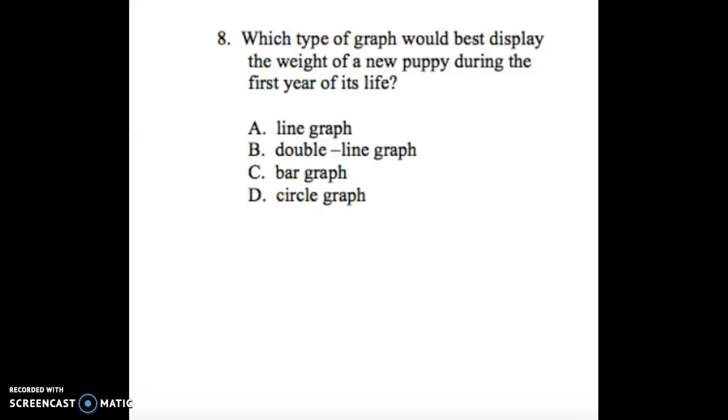For number 8, which type of graph would best display the weight of a puppy during the first year of its life? Remember, change in time is a line graph. A double line graph would be if there were 2. A bar graph is categories, and a circle graph is parts of a whole. Make sure you remember all of those.